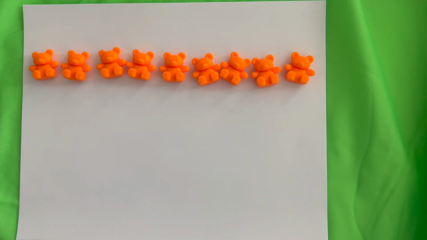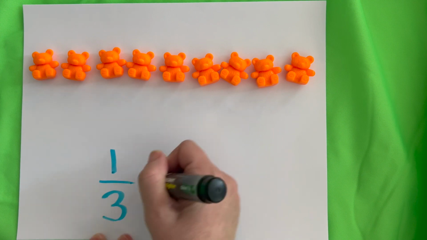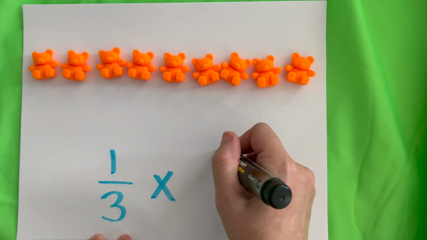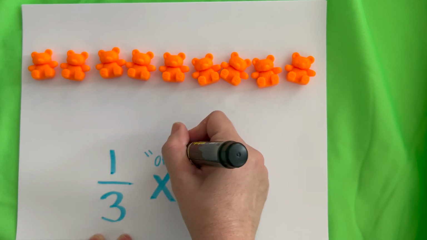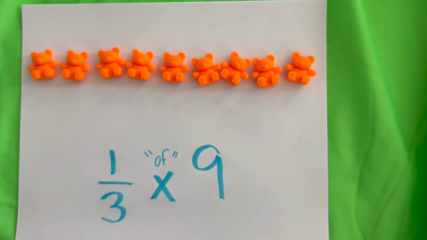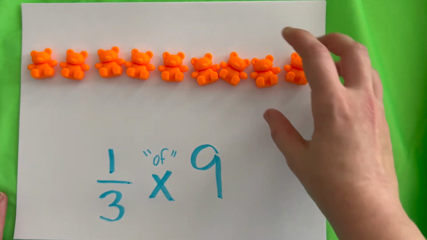So one day there were 9 little bears that showed up at the playground, and they were all wearing the same colored shirt. Several of the bears did not like that, and they wanted to go back home and change. To be exact, 1/3 of these bears wanted to go home and change. So when we're looking at this, we are actually performing the operation of multiplication because we're finding a part of the 9.